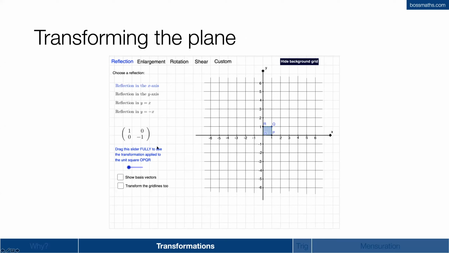Now, don't worry about the matrices or anything for now, but just look at what's going on. I have reflected the unit square in the x-axis. Notice what's happened to the coordinates. That point there with coordinate (0, 1) got mapped to (0, -1). Okay, let's put that back to its starting position.